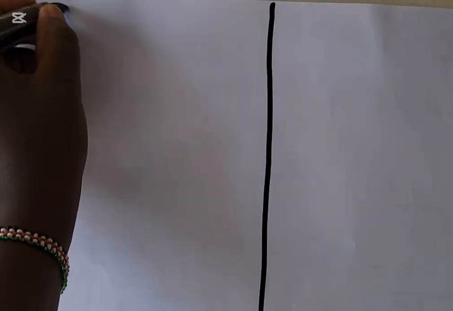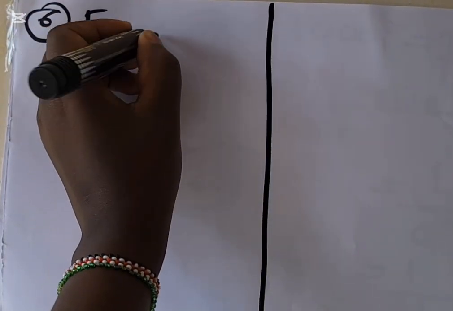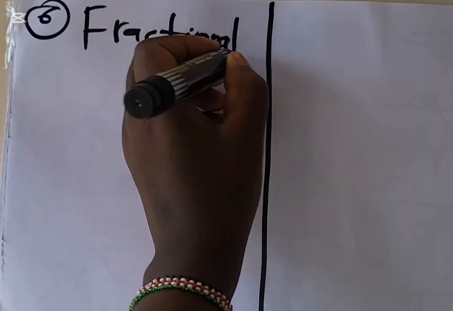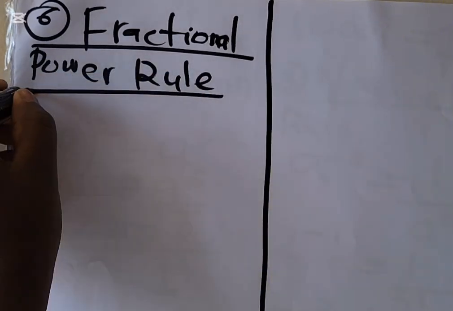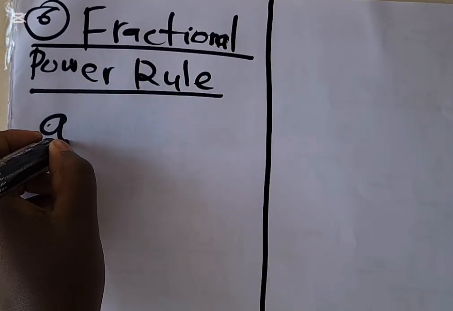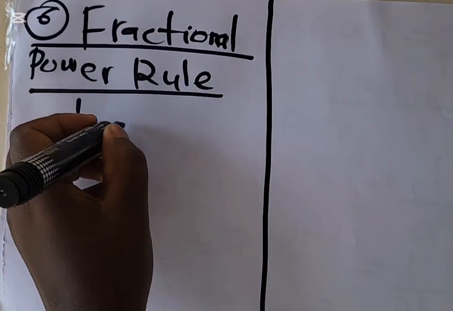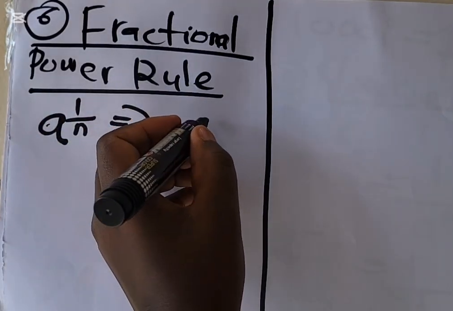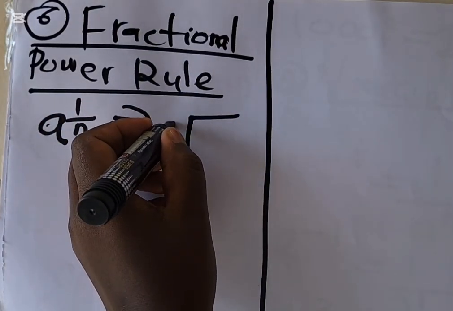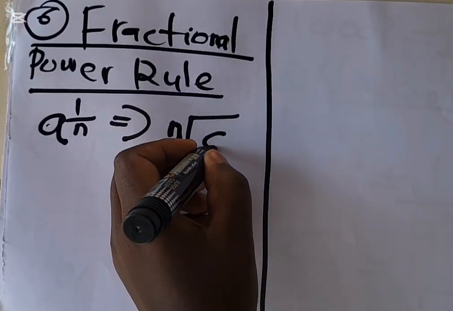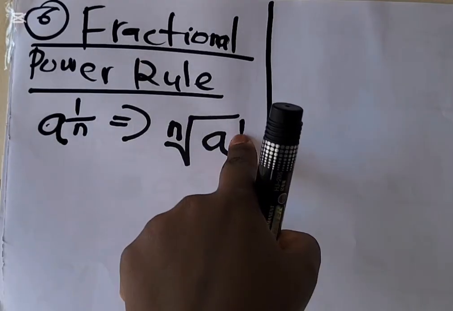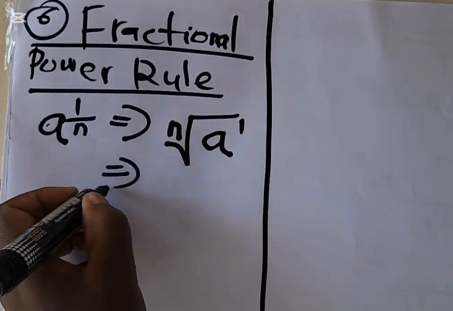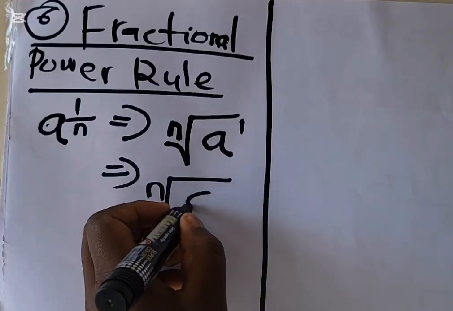Now let's get to rule number 6, the fractional power rule. If we have A raised to 1 over N, this becomes the root of the denominator, then A raised to power 1, which is itself, so there's no need of writing power 1. So it is simply the Nth root of A.